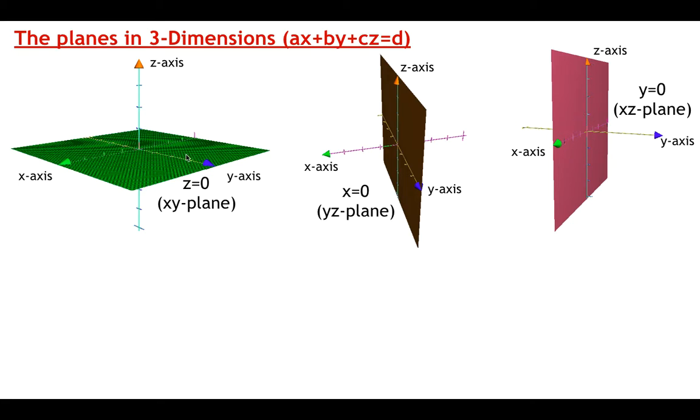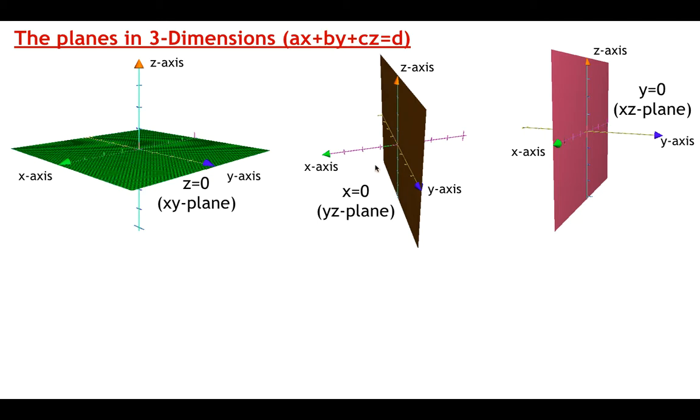Okay, similarly we can define any plane parallel to the xy plane by taking z equal to a constant. If that constant is positive, then that plane will be parallel to this plane above the axis, and if the constant is negative, then that plane will be parallel to this and below the axis.